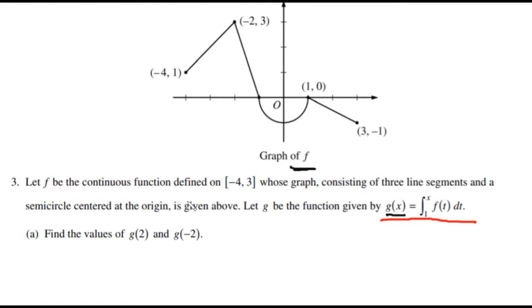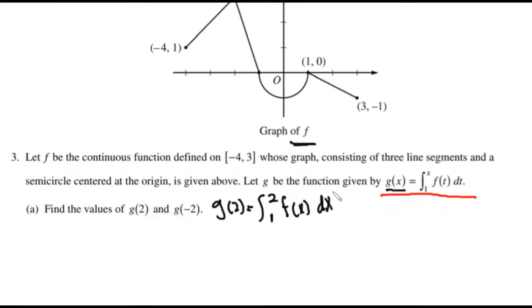The first problem, part A. Part A says find values of g(2) and g(-2). That is easy because we got this clue from here. So g(2), let's go straight into the question. Because in x, 2 is given, it will be the integral from 1 to 2 of f(x) dx. And as you can see, because it's an integral, and this is the graph of f, and we want g, which is the integral of f(x), we want the area.